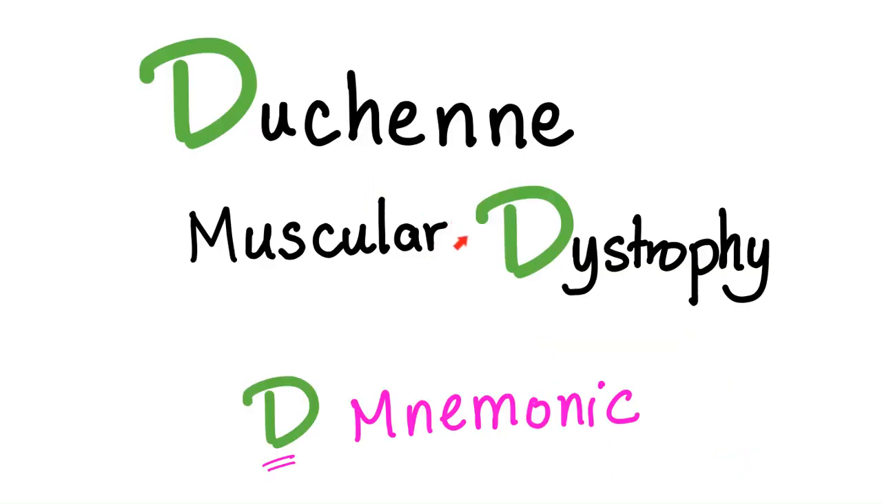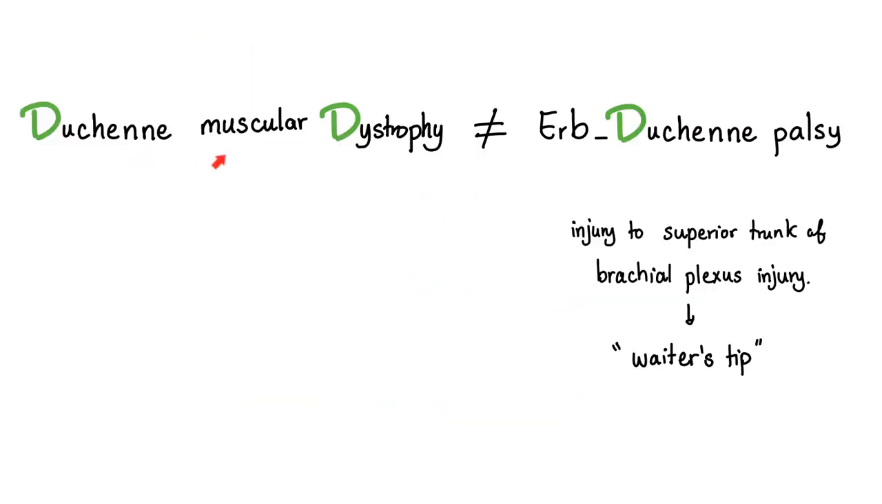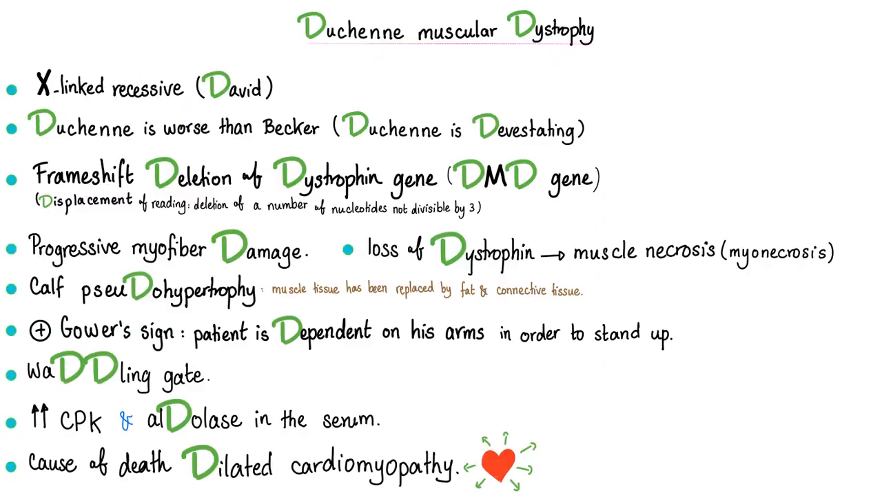Please watch my previous video on Duchenne muscular dystrophy and another video on Duchenne muscular dystrophy mnemonic. Do not confuse Duchenne muscular dystrophy with Erb-Duchenne palsy. Gower's sign is positive in Duchenne muscular dystrophy. Duchenne muscular dystrophy, everything is a D. It's an X-linked recessive, therefore boys. Duchenne is worse than Becker.